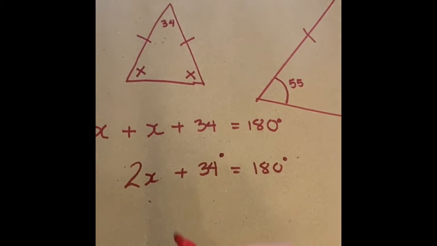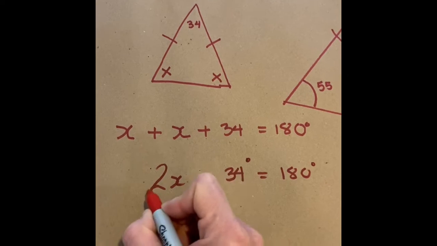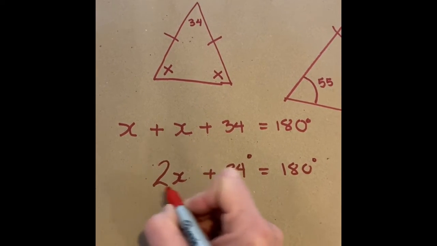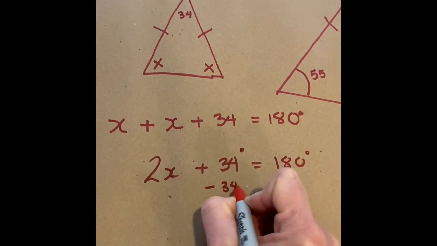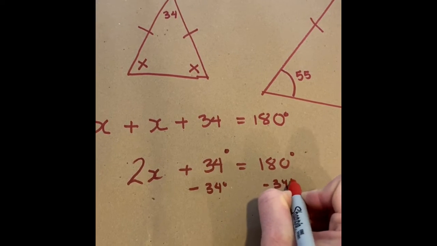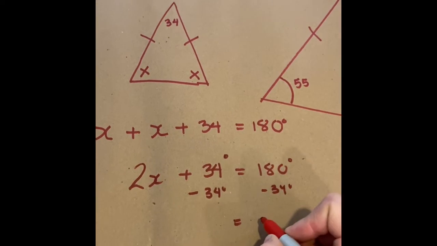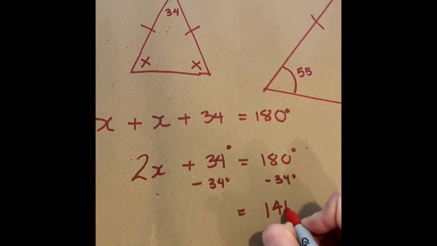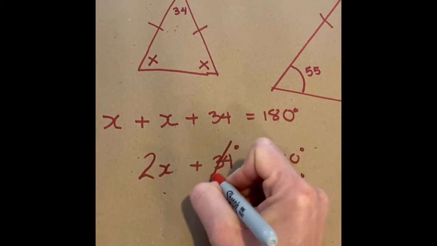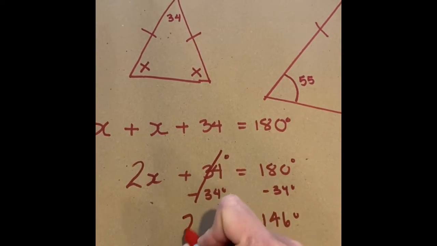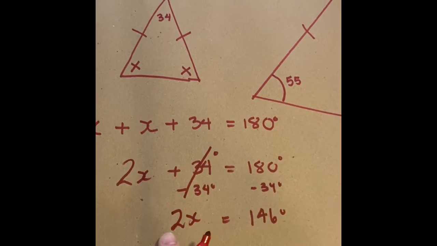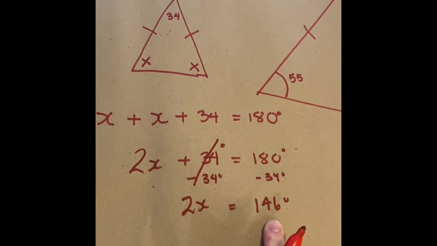Okay, so let's balance our equation. Let's get our x all by itself so we can find out what it's equal to. Let's go minus 34. 180 minus 34 is 146 degrees. Here these cancel out, and here I have two x's. So two of the x's add up to 146.